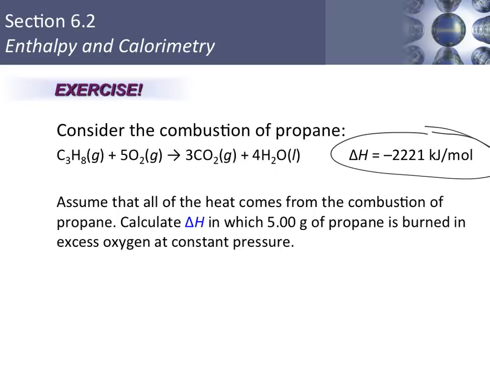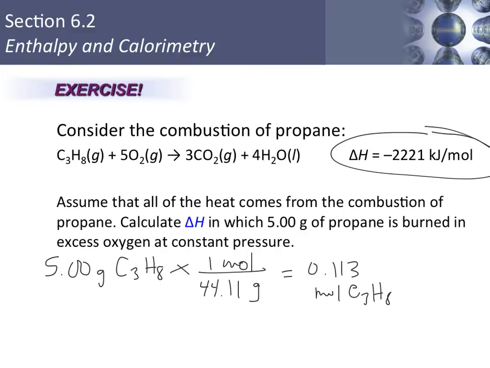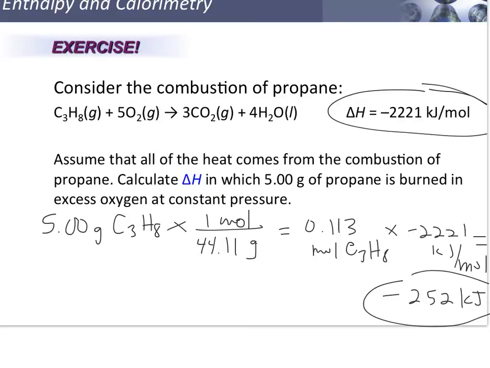So this enthalpy change is given per mole, but we don't have 1 mole, we have only 5 grams of propane. And so let's figure out how many moles that is, and then we can take a look at the enthalpy change. Converting 5 grams to moles, we find we have 0.113 moles of C3H8 propane. So now let's multiply by the enthalpy change per mole so we can find the enthalpy change for this given sample here that is not quite 1 mole. So we get negative 252 kilojoules when we multiply the moles in our sample by negative 2,221 kilojoules per mole.